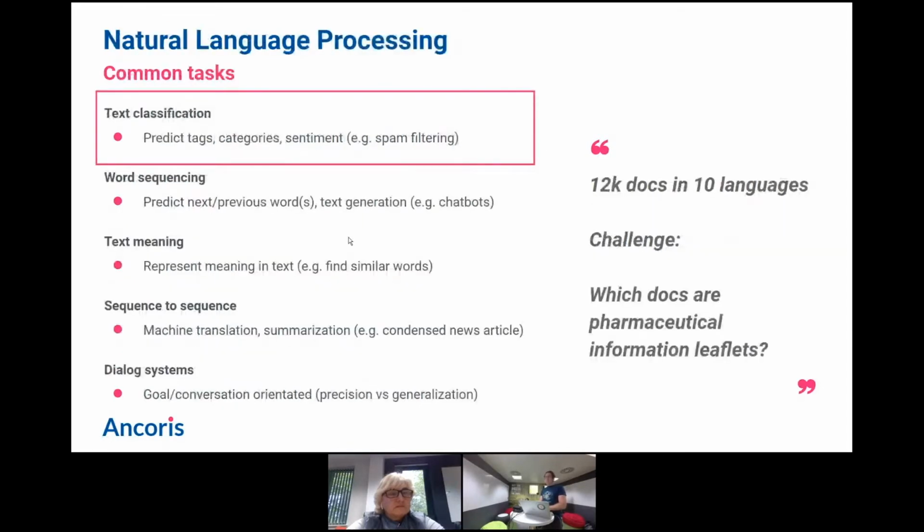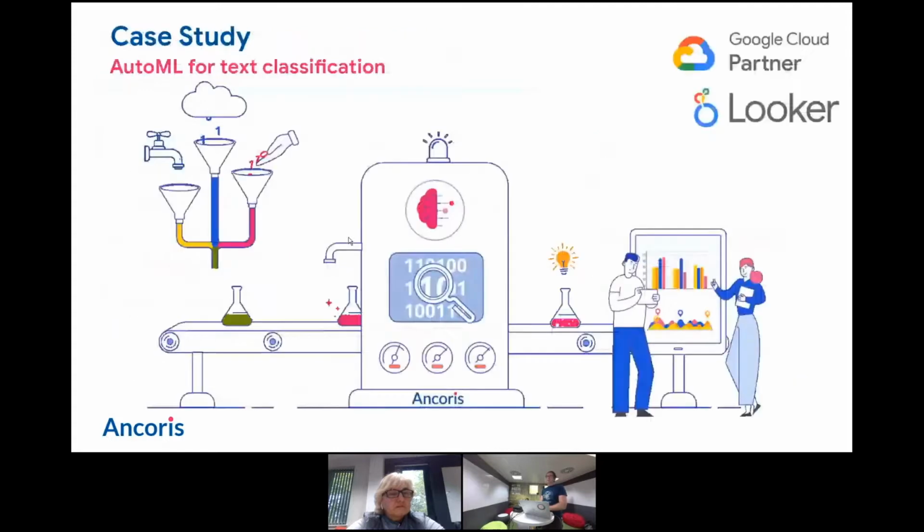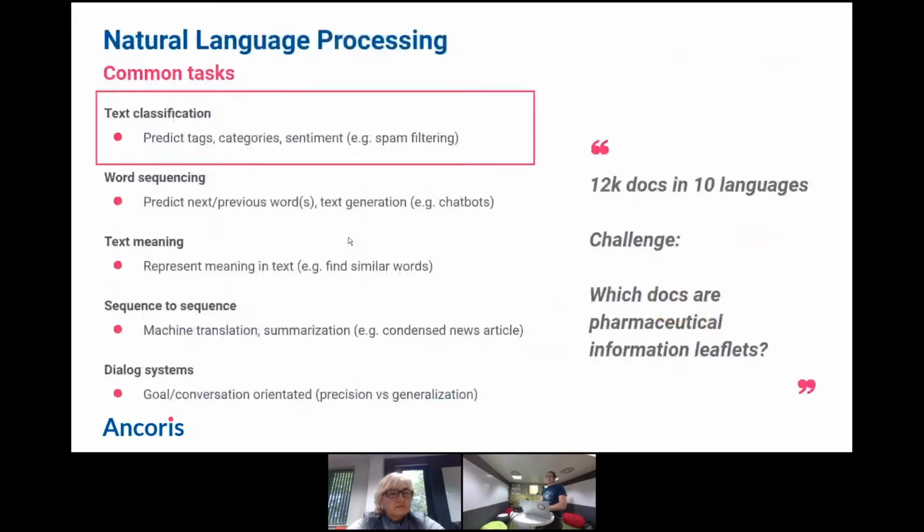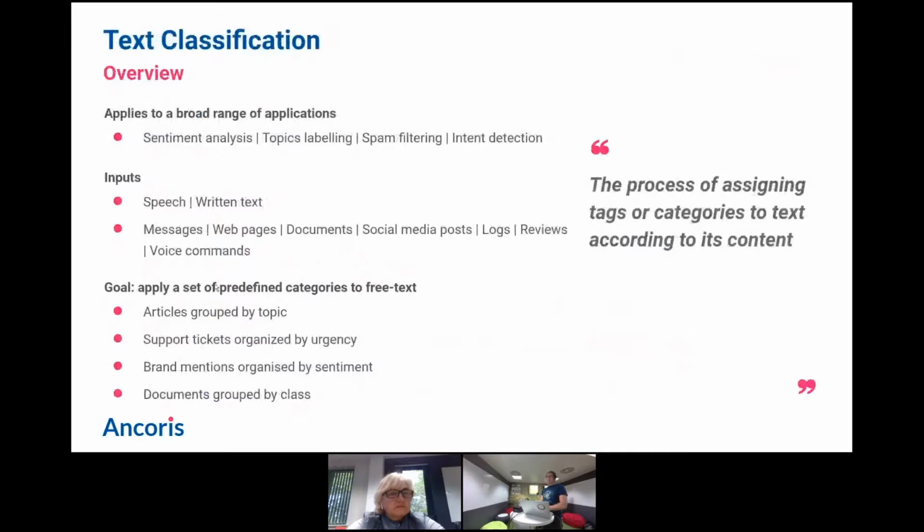Whoops, apologies. Let's flip back. And then you're basically applying a set of predefined categories to free text, whether it's topics, urgency, sentiment, and in our case, it's class. Is it that leaflet or not?